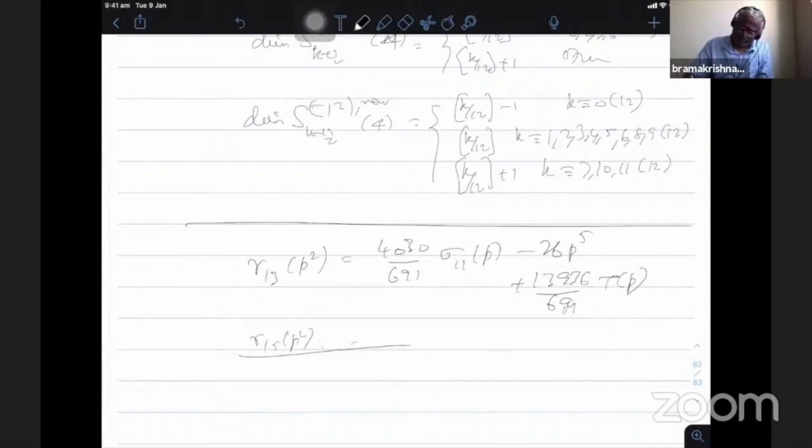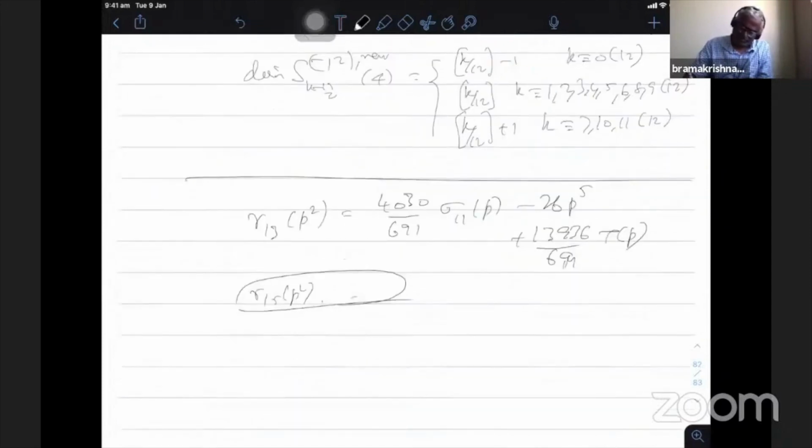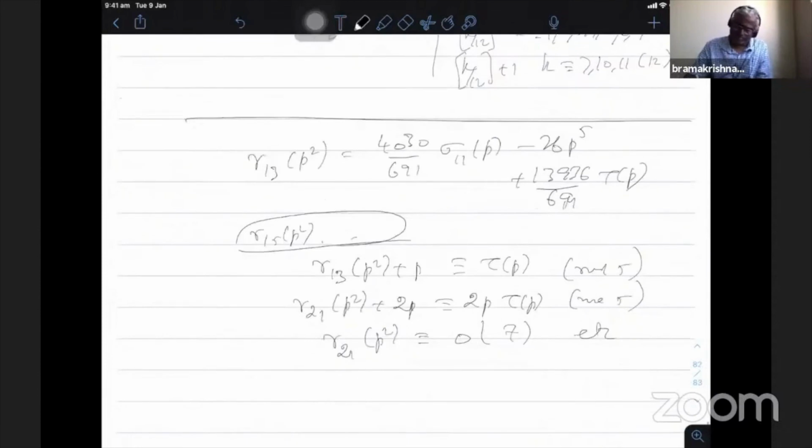Another property using this formula, we could see that R13(p^2) plus p is congruent to tau(p) modulo 5. And then R21(p^2) plus 2p is congruent to 2p tau(p) modulo 5, and then R21(p^2) is congruent to 0 modulo 7. So one can derive many congruences like this.